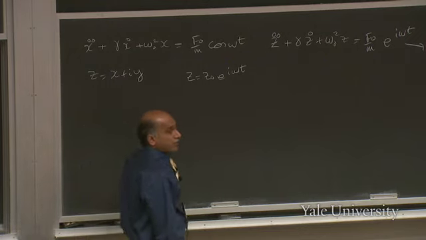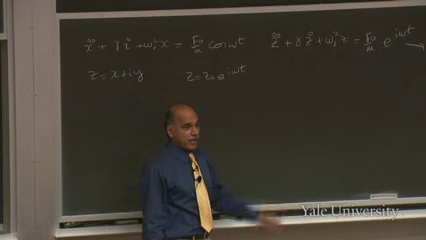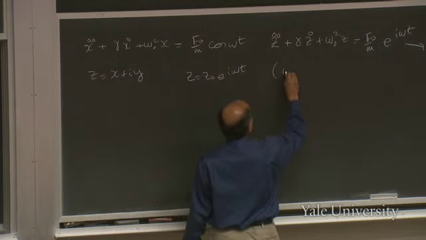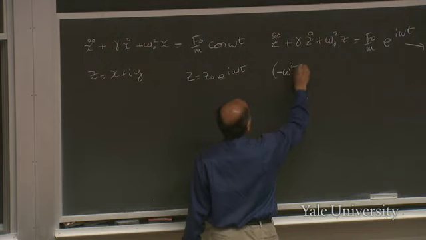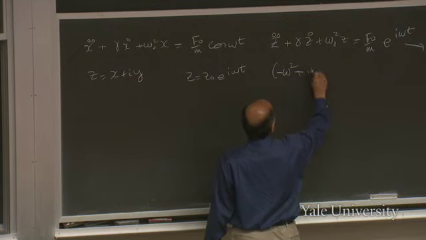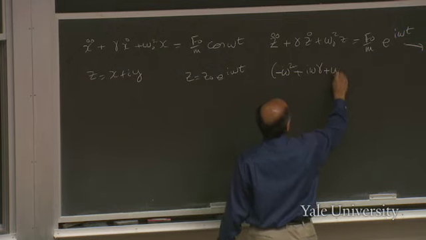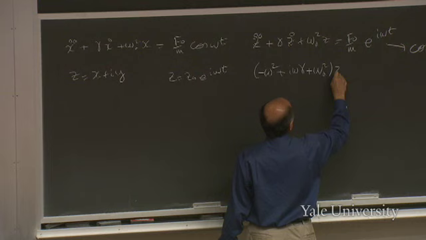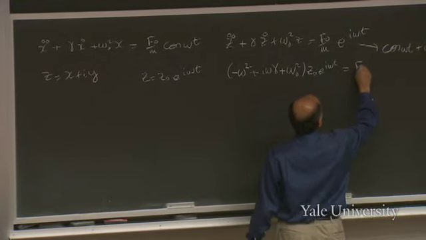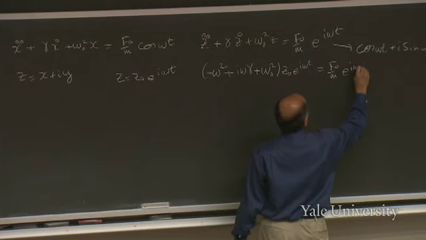Now it's very easy to take derivatives of exponentials. Just pull down i omega every time you see a derivative. So z double dot will become i omega squared, which is minus omega squared. Z dot will become i omega, there's a gamma there, and omega naught squared is just multiplying by a number. So this is what I get on the left-hand side, and I want it to equal this on the right-hand side.